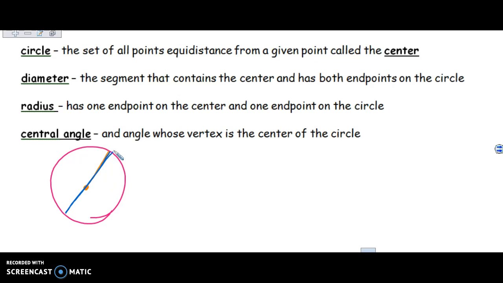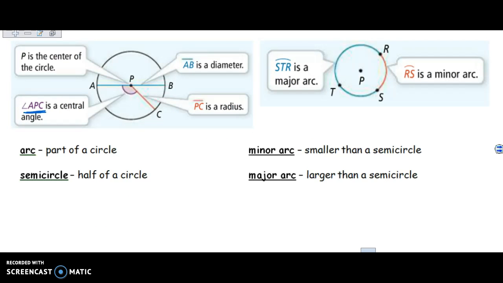The central angle might be a new word for us. The central angle is the angle formed by two radii, or the diameter and a radius. So if we're looking at this one, angle APC, say that this is about 130, that would be called a central angle, okay? So then we have these things called arcs.